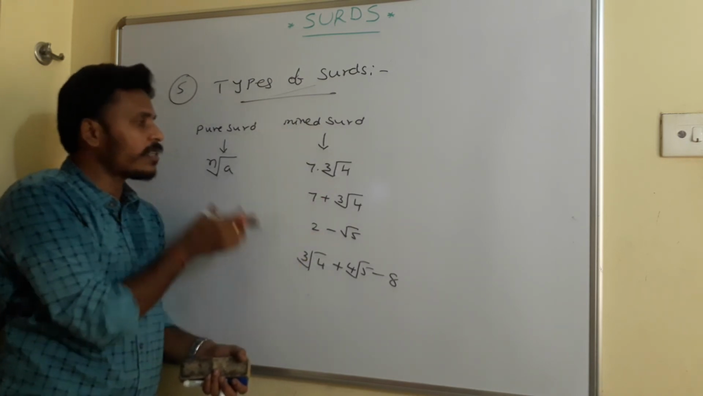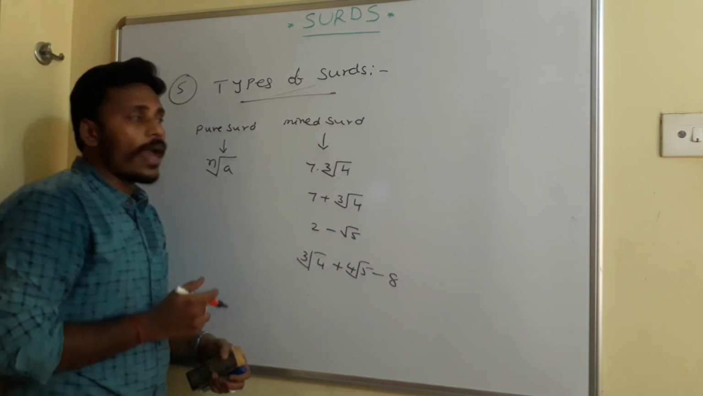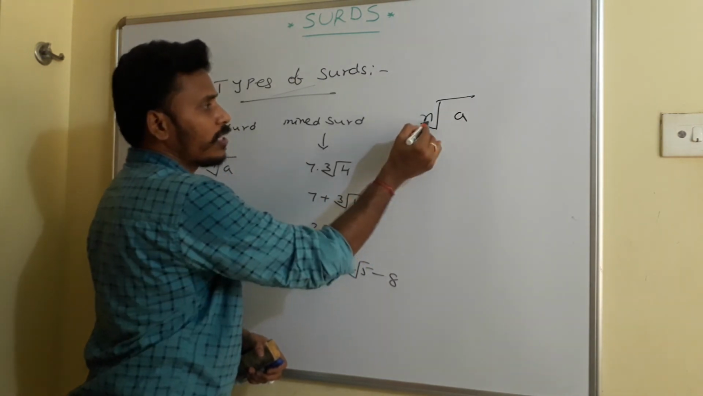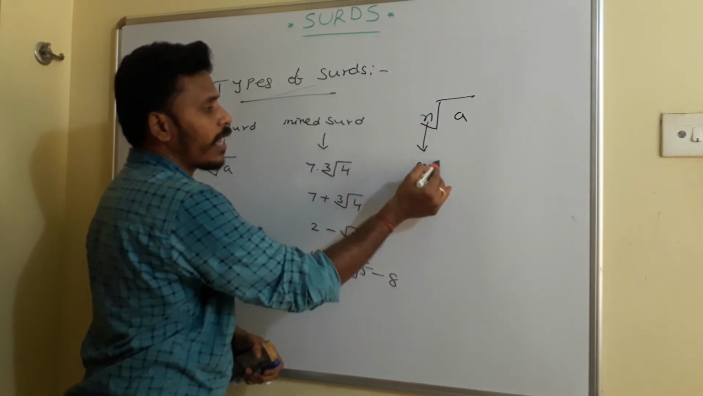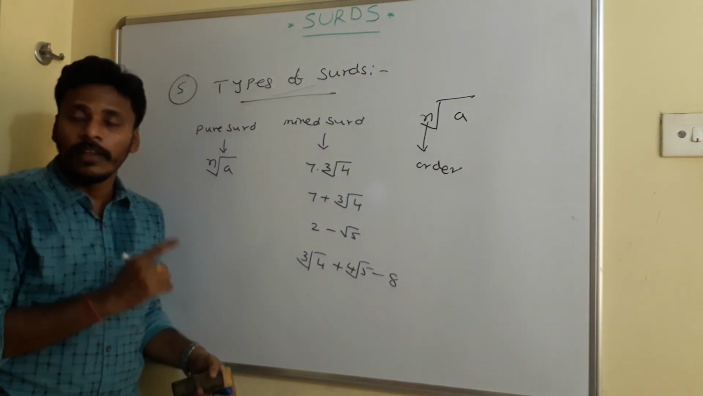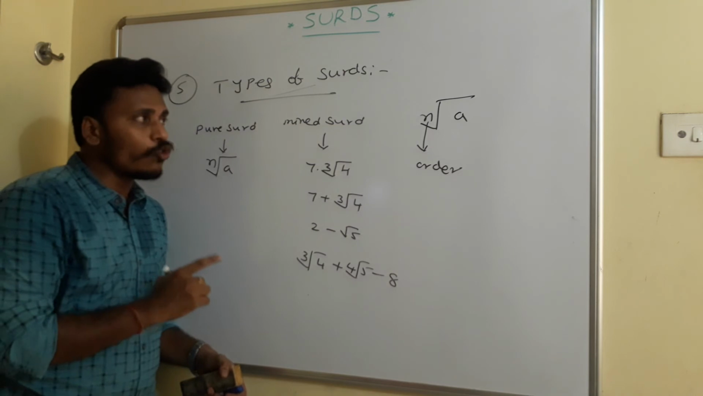So these are the mixed surds and these are the pure surds. Whereas we have the nth root of a, you just think about this n. I already told you this n is mentioned as the order of the surd. Based on that order, we have different surds. I will give you the names, right?